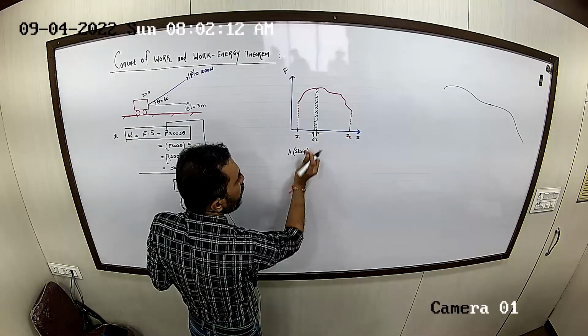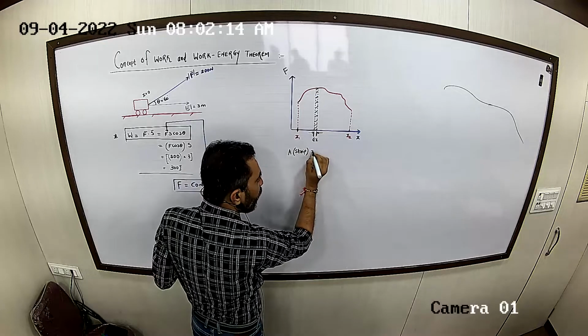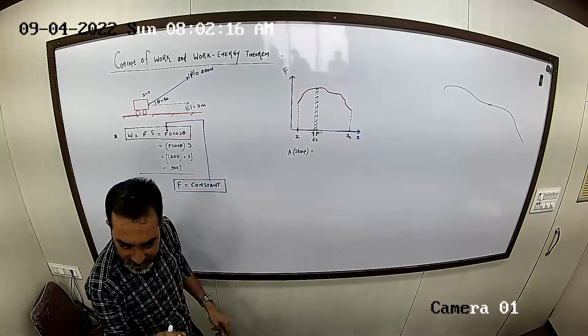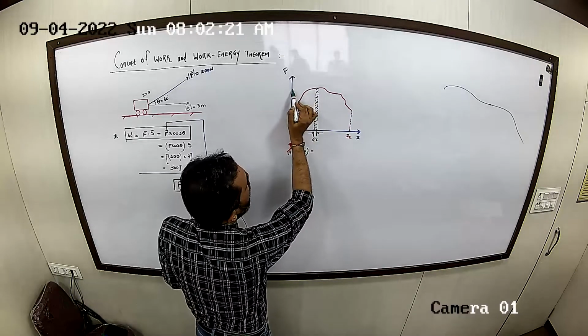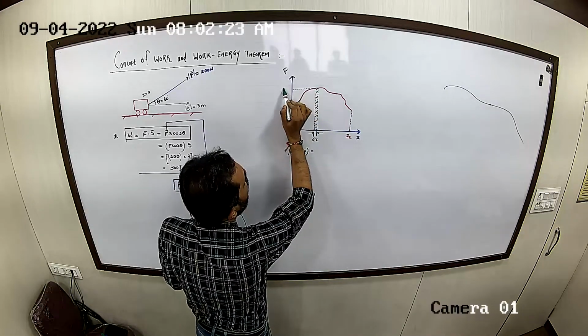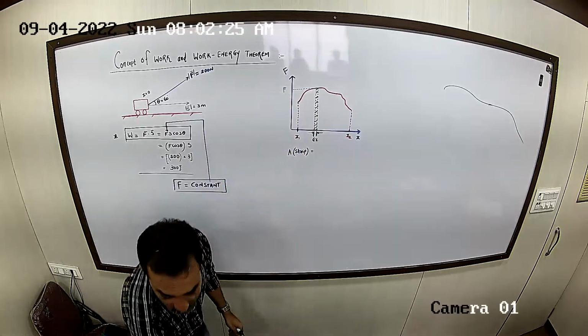Strip समझ में आ रहा है? Shaded part. उसका area how do I calculate? Stick to basics, मैं एक rectangular strip दिख रहा है. Let's say, हाँ correct, let's say for this the corresponding force is what? F. But वो constant है.